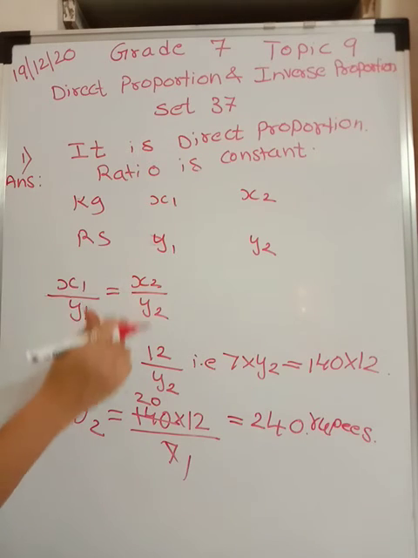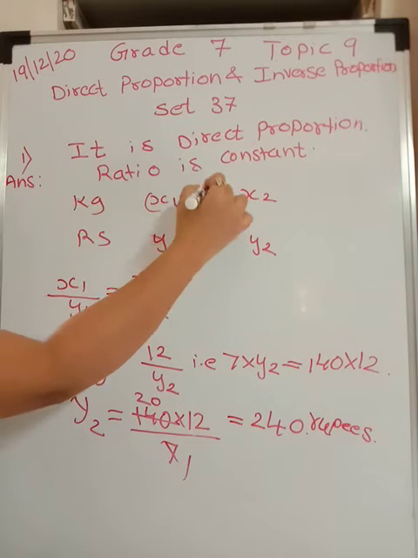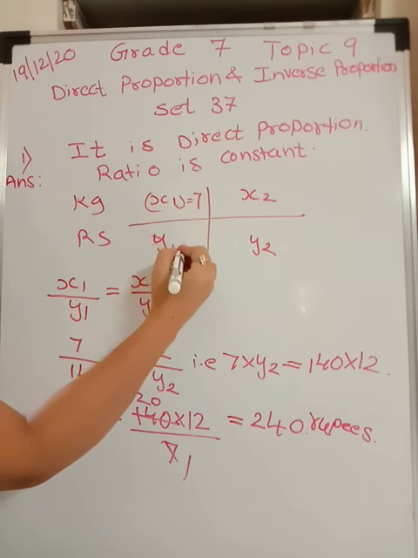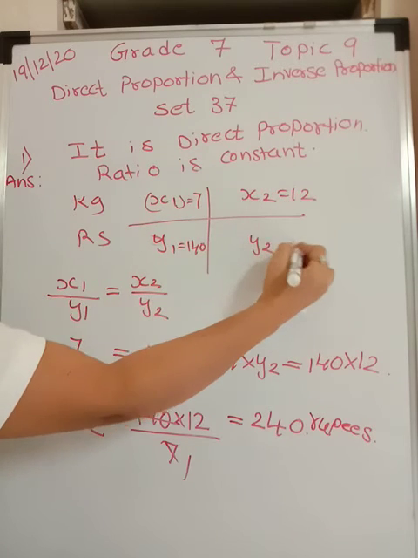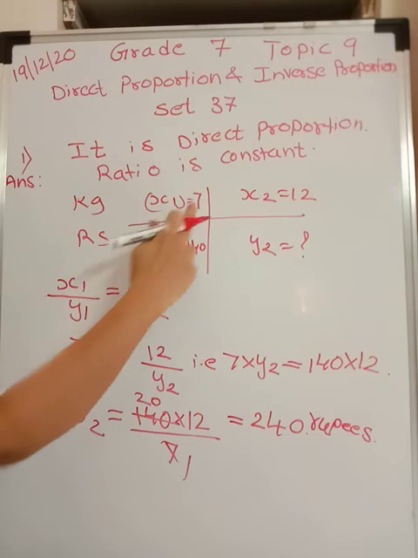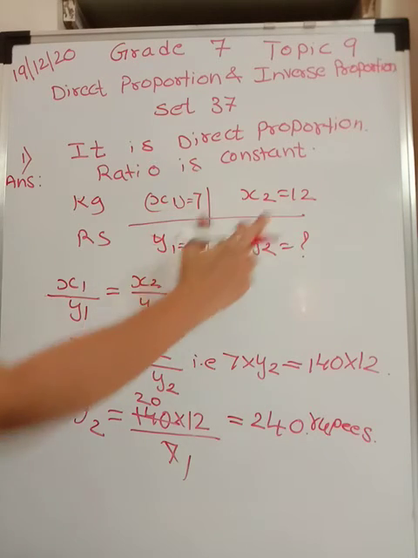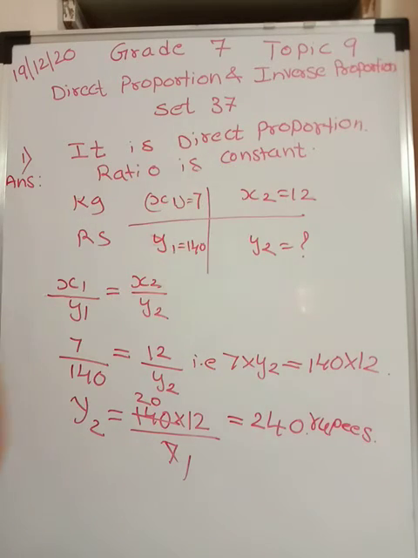How much was x1? x1 was nothing but 7. So make a box like this. x1 is equal to 7, y1 is 140, x2 is 12. So how much is y2? So x1 upon y1, 7 upon 140, directly you will get. 7 upon 140 is 12 upon y2. Ratio of this to ratio of this.